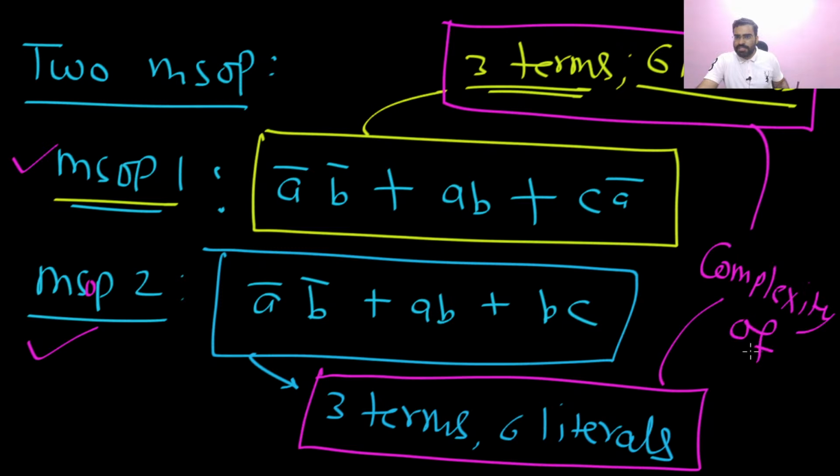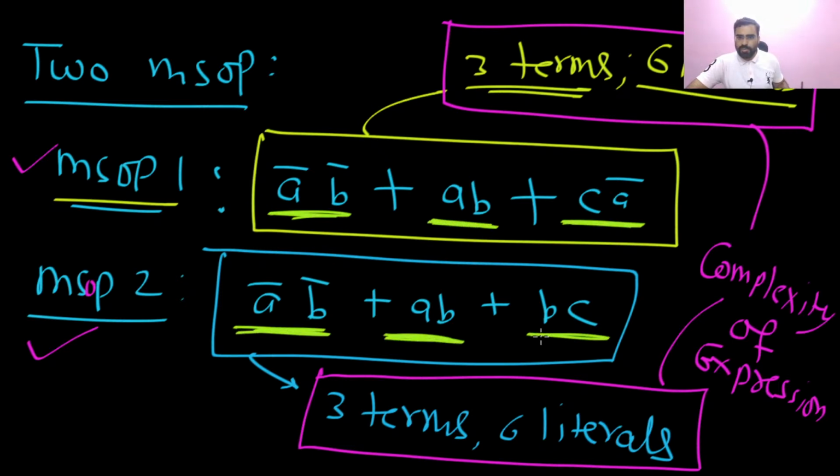This is the complexity of expression. You can notice both these two expressions have 3 terms and 6 literals. These are the 3 terms, this is a term, this is a term, so total 3 terms are there. Here also you have 3 terms and a total of 6 literals. So these two expressions have the same complexity.